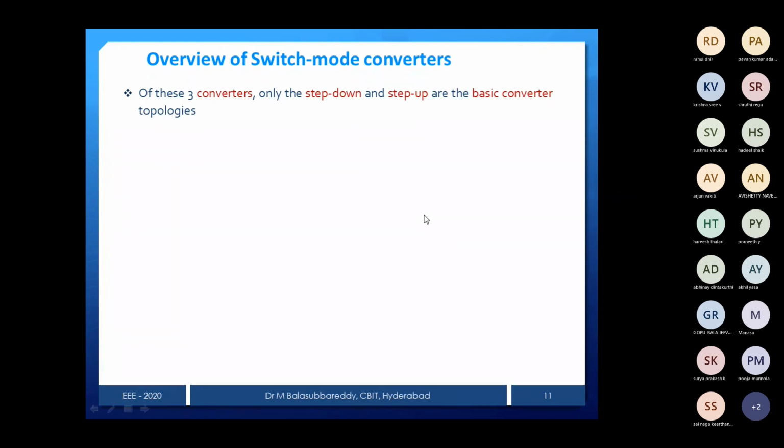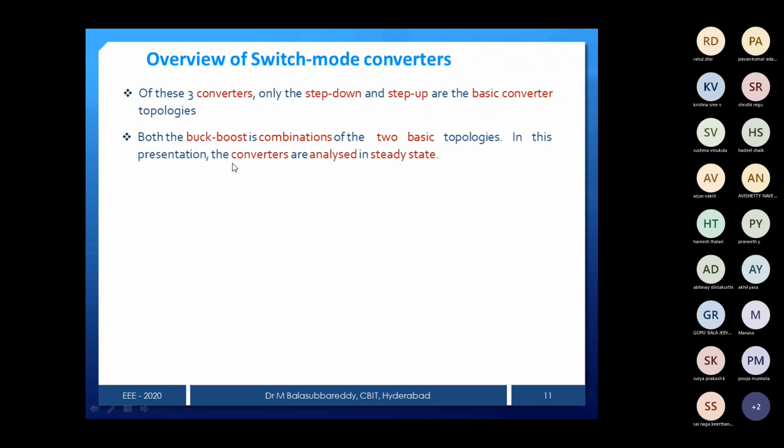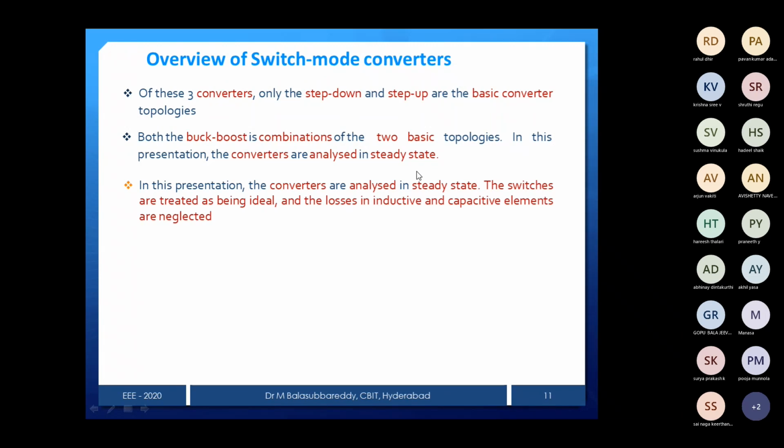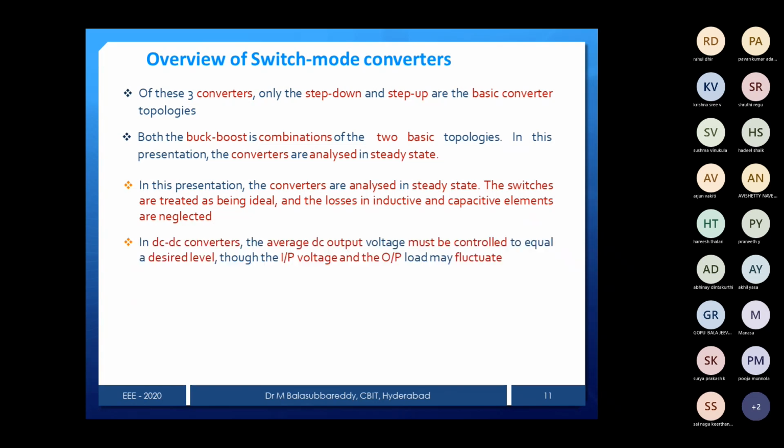Now, out of all the three, step down and step up are the basic converters, and buck-boost is a combination of the two basic converters that we will analyze. Converters are analyzed in steady state mode only. The switches are treated as ideal switches. These are some of the assumptions. Anyhow, I will show the same assumptions in the later slides also. Once you use a switch in switched mode, the loss will be minimum, so it is treated as an ideal switch. And losses in inductors and capacitors are neglected for analysis purposes.